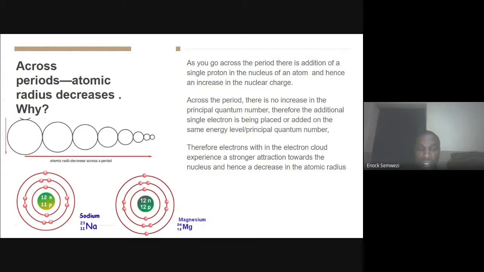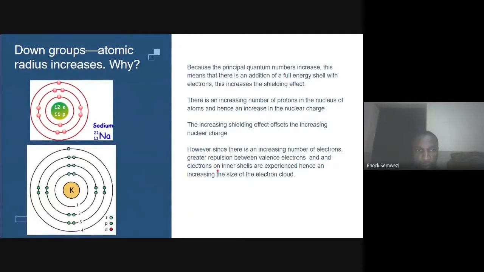That's the explanation. Then let's move down the group. If I take group 1, I'll pick just two atoms: sodium and potassium. Still, let's look at the protons. Always look at the protons. Sodium has 11 protons, potassium has 19 protons. That means down the group, nuclear charge increases. So we would expect a stronger attraction of the electrons towards the nucleus. That's what we would expect.